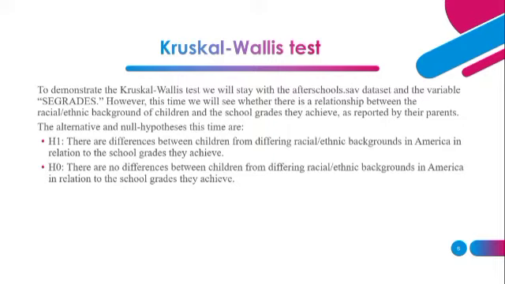Okay, the alternative and null hypotheses this time are H1, there are differences between children from differing racial or ethnic backgrounds in America in relation to the school grades they achieve. H0, there are no differences between children from different racial or ethnic backgrounds in America in relation to the school grades they achieve. Okay, to do this, you have to test using Analyze and then Nonparametric Tests and then K Independent Samples.